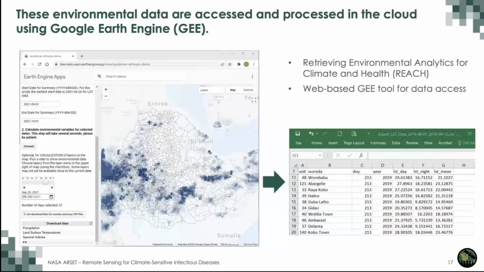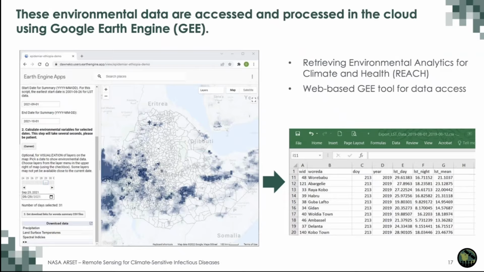And I would just point out that in order to do this, we developed an app in Google Earth Engine. We called it Retrieving Environmental Analytics for Climate and Health, the REACH application. We actually have a paper out on this. The code is available if anyone's interested. I'll have references at the end of the talk.